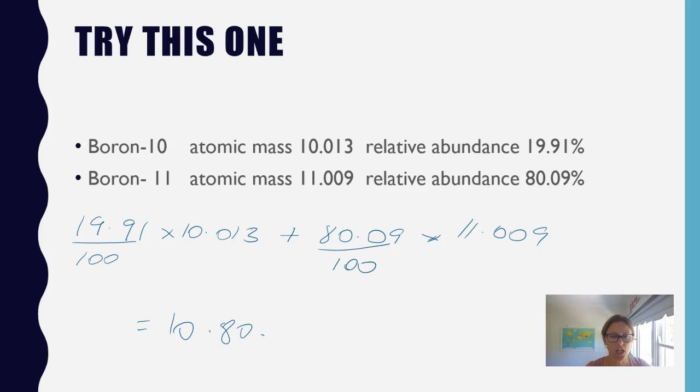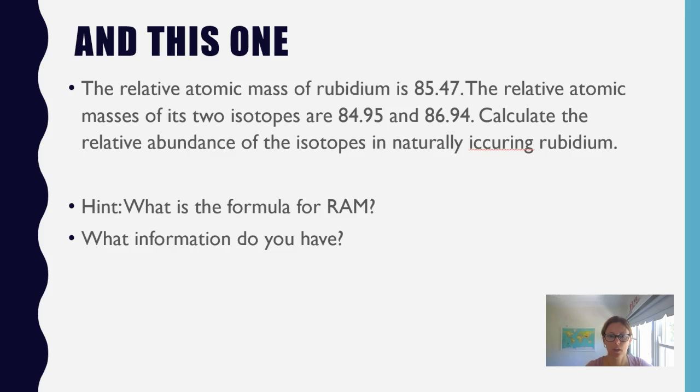So looking here, 19.91 divided by 100 times 10.013 plus 80.09 over 100 times 11.009, and we should get an answer of around 10.80. So have a go at this one, and we'll check our answers in class then.